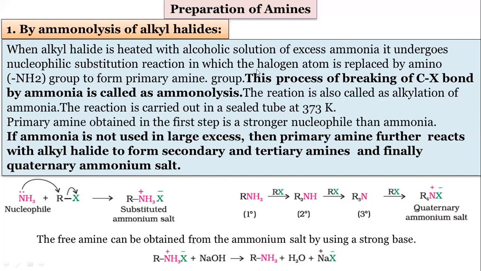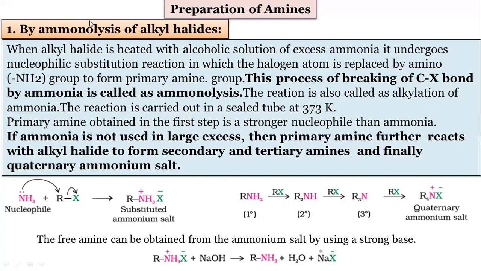Now how are the amines prepared? The first one is by ammonolysis reaction. Ammonolysis means the addition of ammonia. Excess of ammonia is added to alkyl halides, and we get the amines. We will discuss first how this reaction takes place.